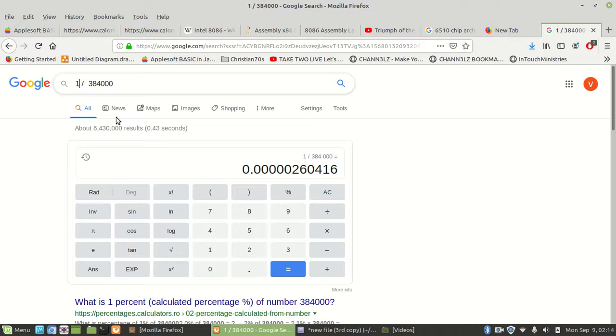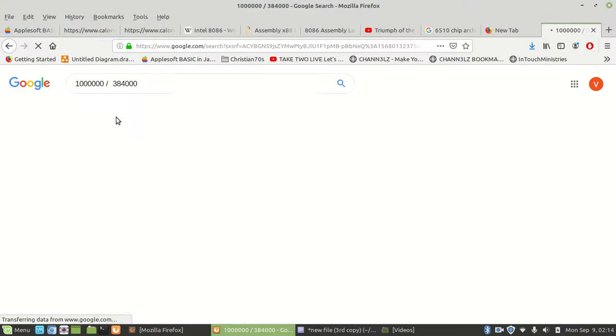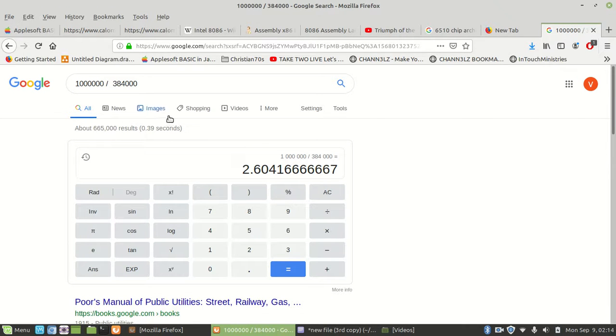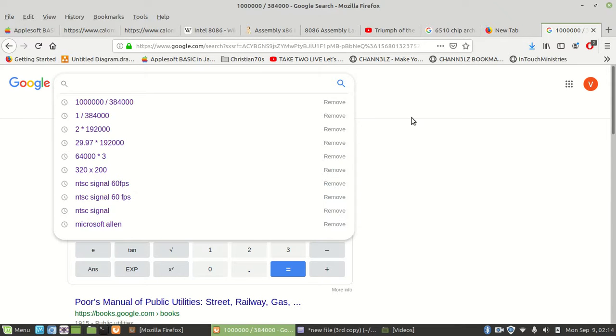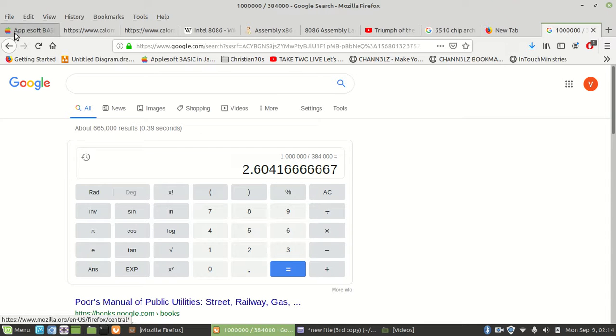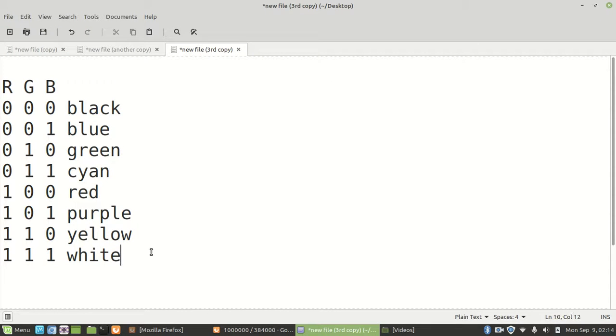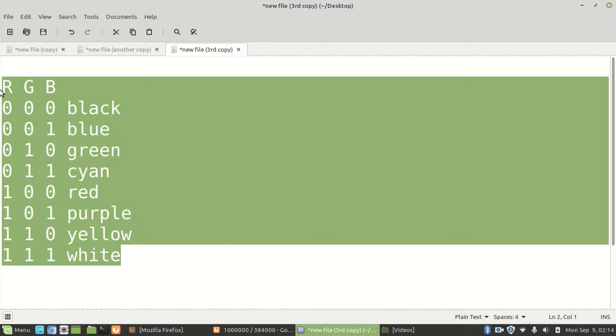Actually, this is 1, 2, 3, and that would be 2.6. So you would have to be doing a little bit of math to determine what frame you were on, but you would be using the clock, and some electronics, to sync up with that screen.